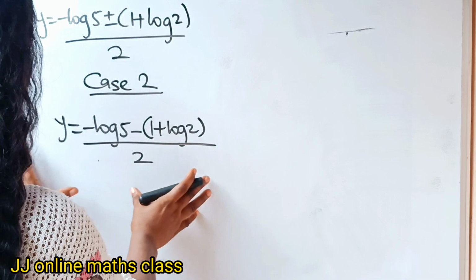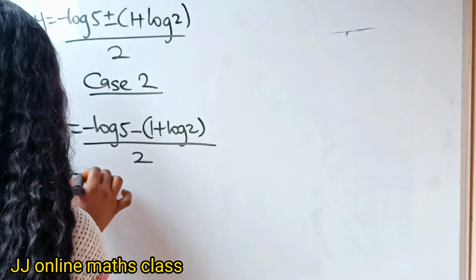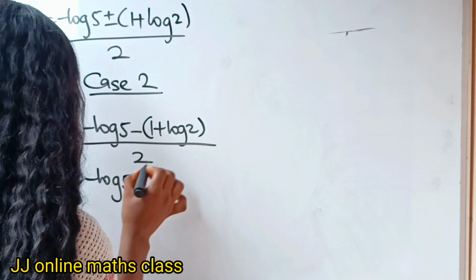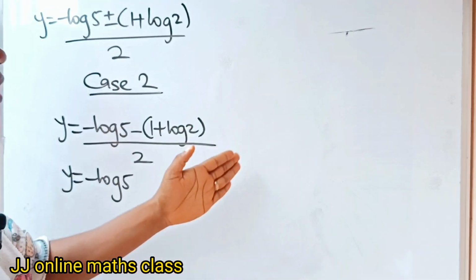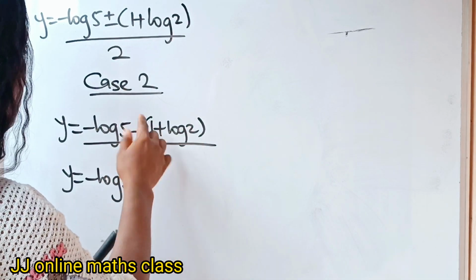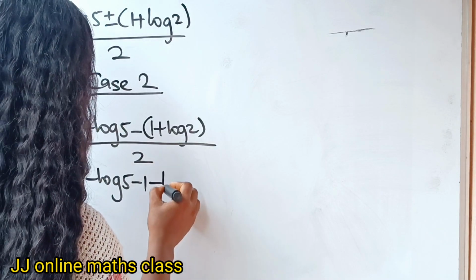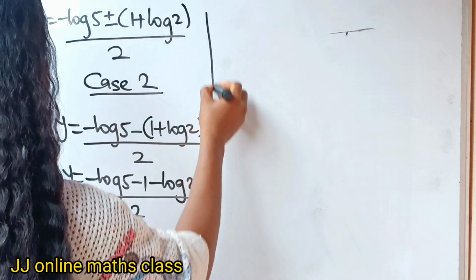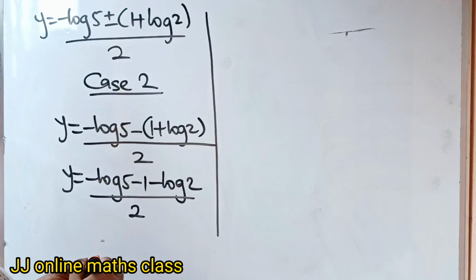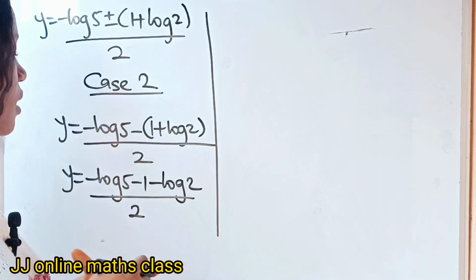Now let's solve this case 2 to get the value of our x. Our y can be written as minus log 5. Let's open this bracket. Note that this negative sign is multiplying this bracket, so let's multiply it and open the bracket. Minus times 1 will give us minus 1. Minus times plus will give us minus log 2, everything divided by 2. Now let's continue. At this point, we all know that this 1 here is log 10. So we are still going to bring log 10 into this.